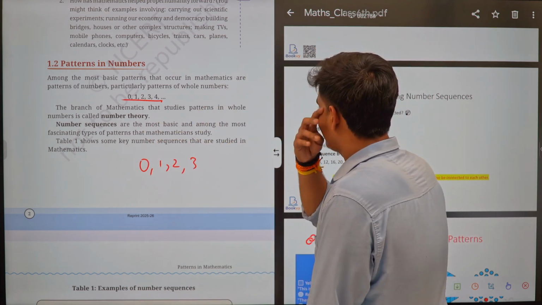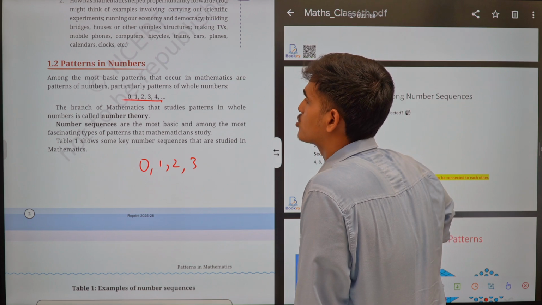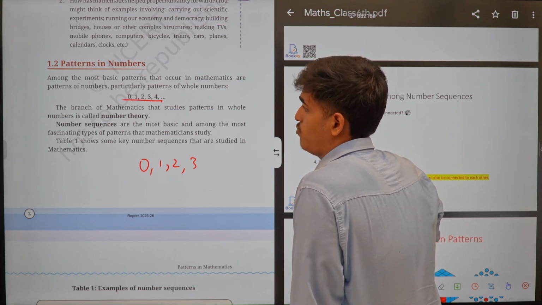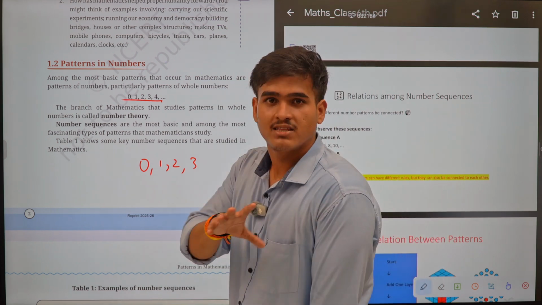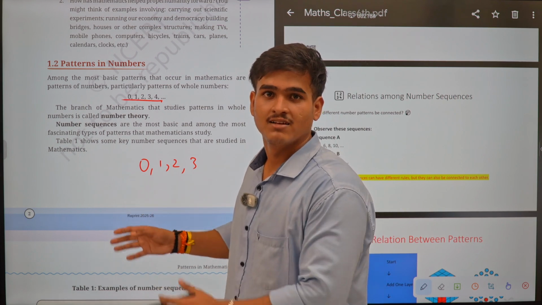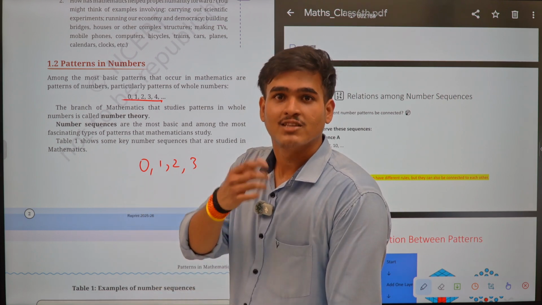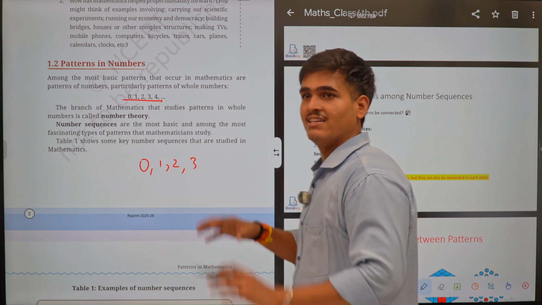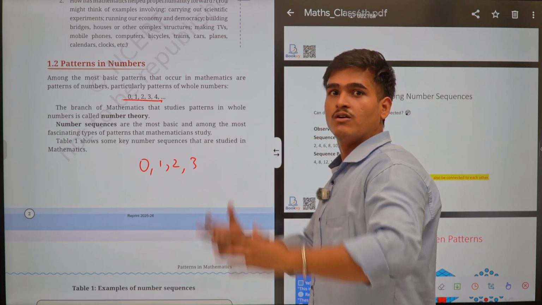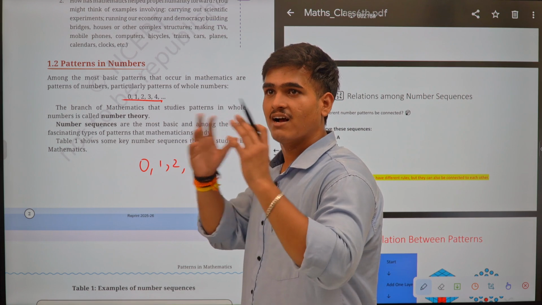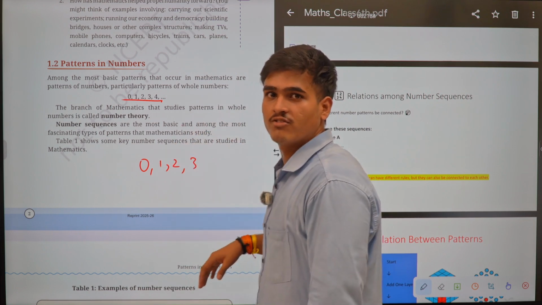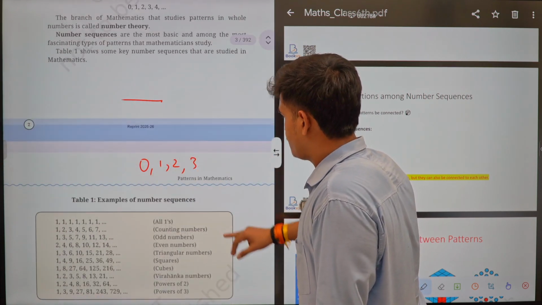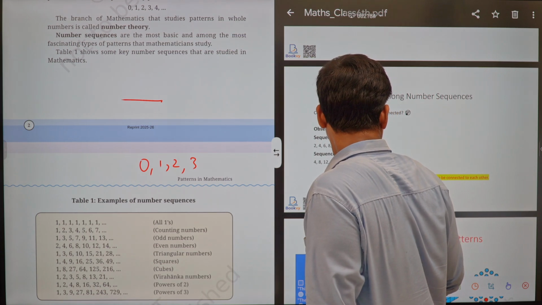The branch of mathematics that studies patterns in whole numbers is called number theory. Okay. So what is now number theory? Number theory is the same thing I have explained. The whole number, the prime number, the odd number are the number theory. They have just combined this to check our mind and our focus, how much focus we are on this chapter.